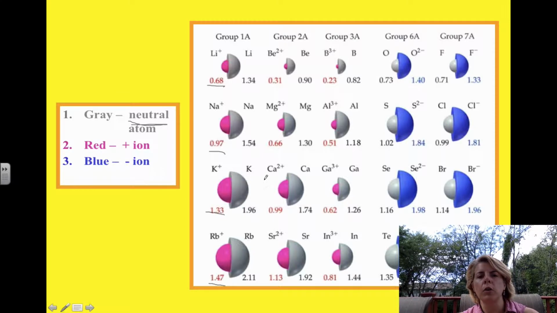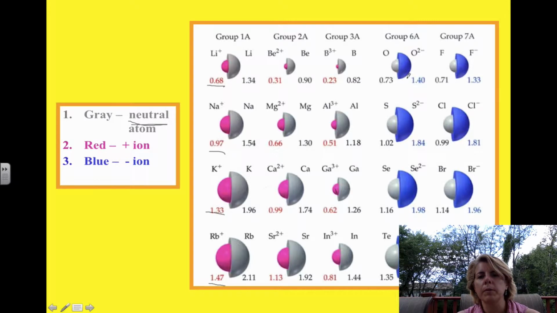And notice as you go from the first group all the way to the third group, the differences are a little more dramatic. And remember, you're increasing the positive charge of the nucleus. So those electrons around that increased positive charge are more tightly held. So the radius should be smaller for those group 3 cations.